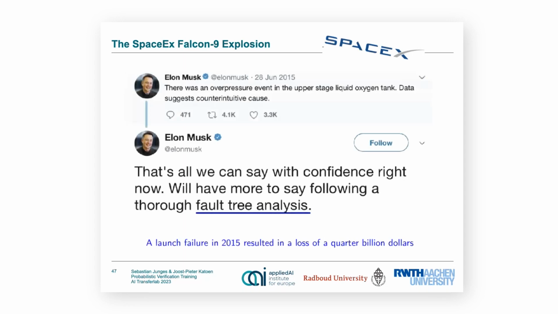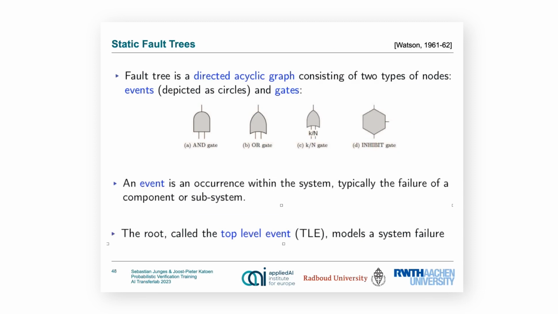So I like this quote by Elon Musk, from one of the endeavors by SpaceX. I'm saying one of them because recently we saw another one that exploded too early. In 2015, he sent a tweet that basically says: there was an overpressure event, data suggests some counterintuitive cause, and that's all we can say with confidence right now. What we would like to do is a thorough fault tree analysis. So even Musk is using these kinds of fault trees.